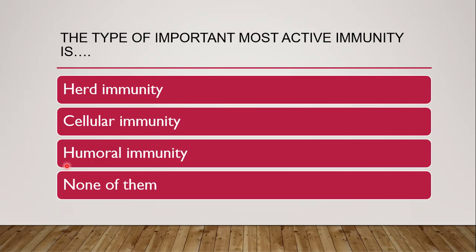Next question: the most important type of active immunity is whether it is herd immunity, cellular immunity, humoral immunity, or none of them. The correct answer is cellular immunity. In case of active immunity, humoral immunity and cellular immunity are the two subcategories. So cellular immunity is the most important immunity because it takes care of most of the microorganisms.